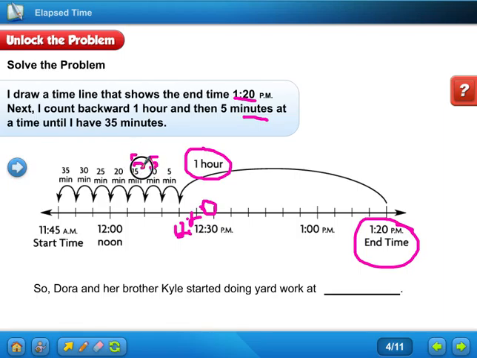Here was another 5 minutes. So 5, 10, 15. Here was another 5 minutes. 5, 10, 15, 20. Another 5 minutes. Again, another 5 minutes. And then another 5 minutes. So they still end or start at 11:45. So Dora and her brother, Kyle, started doing yard work at 11:45 a.m.